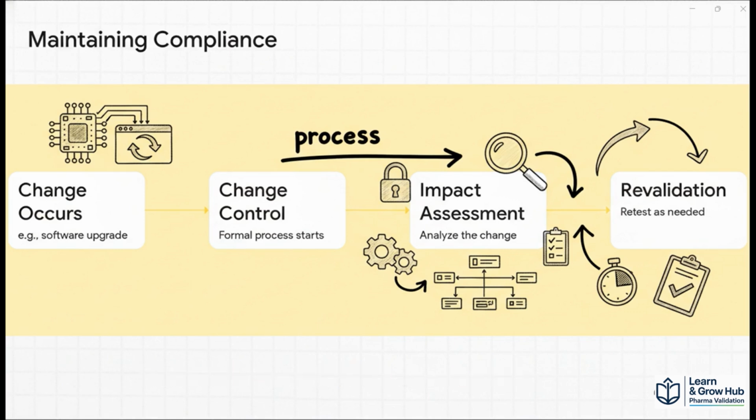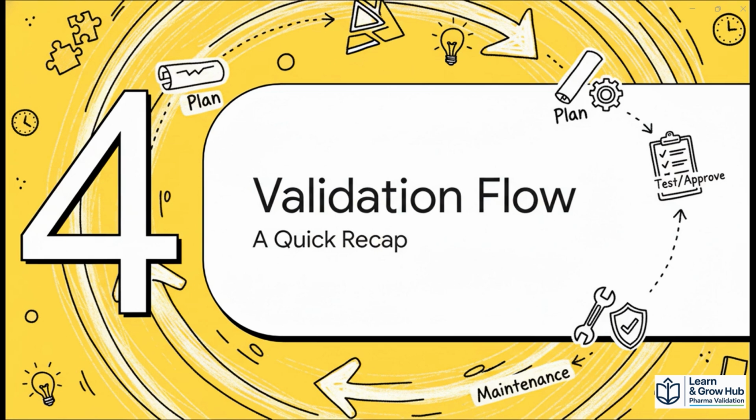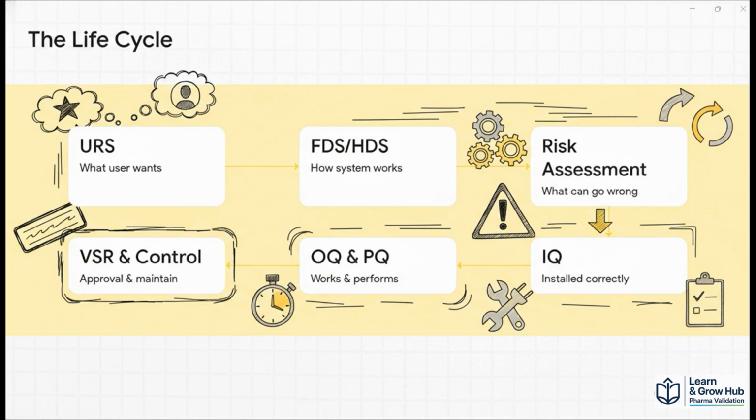To summarize the entire flow, remember these steps. Start with the URS for what you want. Use the FDS and HDS to define how it works. Perform a risk assessment for what can go wrong. Then follow the sequence of IQ, OQ, and PQ for testing. Finish with the VSR for approval and use change control to stay compliant. Validation is simple when you follow this life cycle.